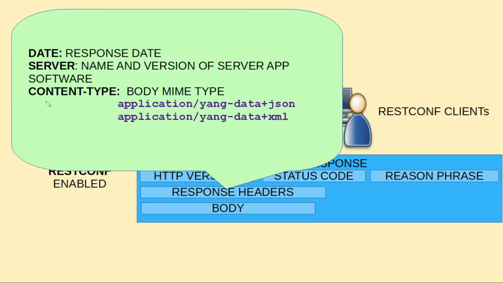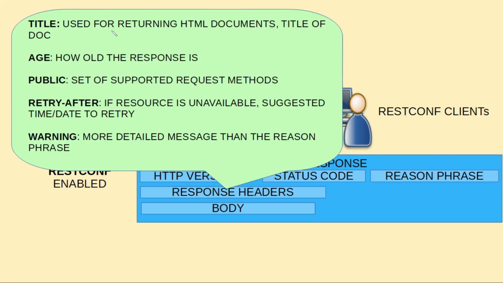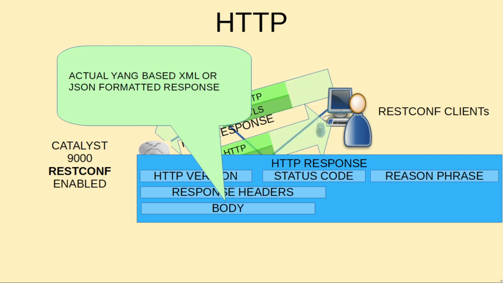For instance, the content type header will indicate what type of code is included within the body, either JSON or XML for RESTCONF. There are several response headers, for instance, the title, age, public, retry after, warning, and so on. Finally, we have the body field, which includes the actual JSON-based XML or JSON response coming back from the server.